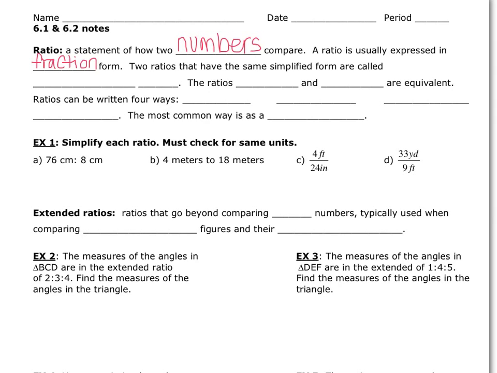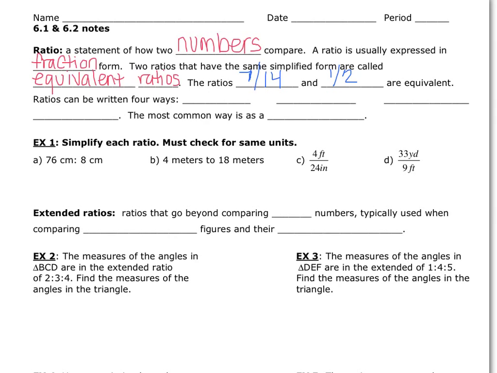Now, two ratios that are simplified and have the same form are called equivalent ratios. So two ratios that reduce to the same thing are equivalent ratios. So, for example, the ratio 7 to 14 and 1 over 2, those are equivalent.